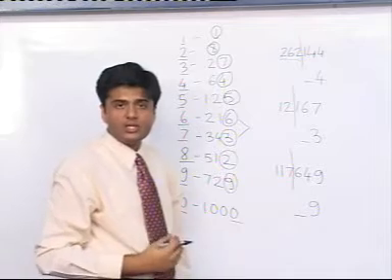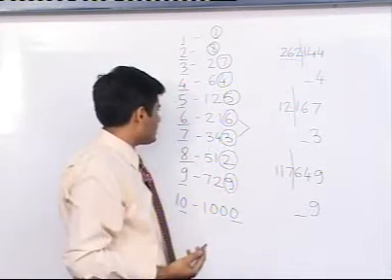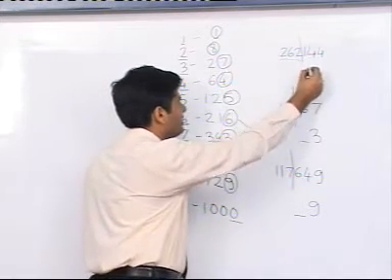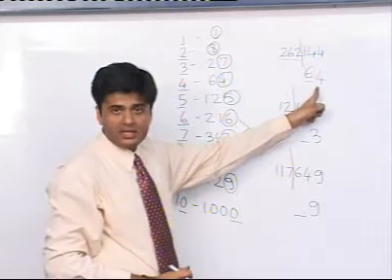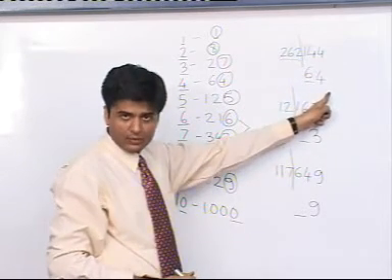Now you must ask yourself, what is the smaller number? Out of 6 and 7, which is the smaller number? Smaller number is 6, so we put it here. We always put the smaller number over here. This is our final answer. So the cube root of 262,144 is 64.